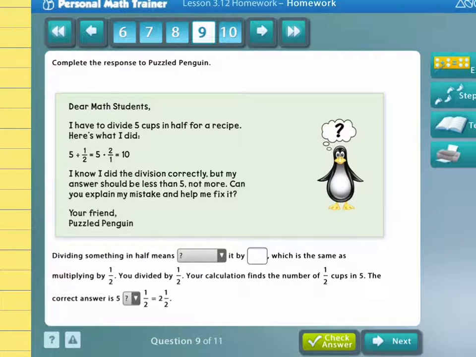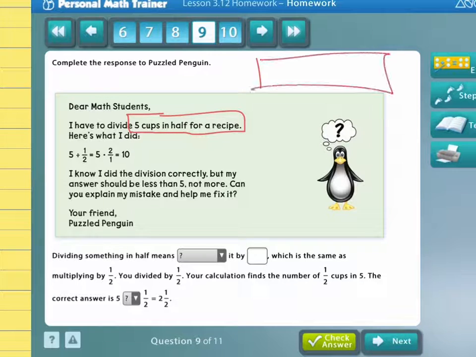All right, we got Puzzle Penguin here. He's decided to divide 5 cups in half for a recipe. So if you have 5 cups and you're going to cut it in half, how much will it be? He does 5 divided by a half, but he shouldn't have done division because you're dividing it by 2. You're multiplying it by a half. So he's actually done it wrong. You're taking half of, and of is times. So he did it wrong.